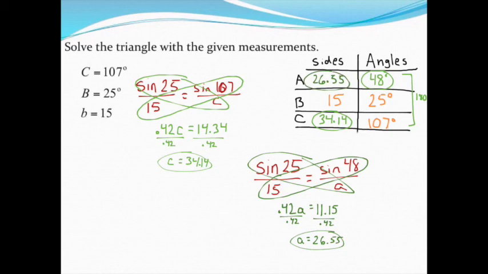One thing that I like to do just as a quick check is make sure, since we know biggest sides are across from biggest angles, make sure that's true in this case. So my biggest angle is 107. It's across from my biggest side, which was 34.14. And then smallest side and smallest angle should be across from each other. So it's a quick, easy way just to check and make sure you didn't make any mistakes in there, and there you go. That's how we can use law of sines to find the missing sides and angles of any triangle.